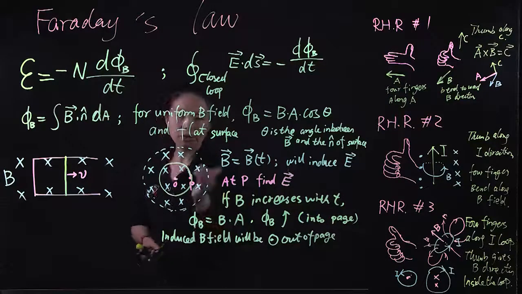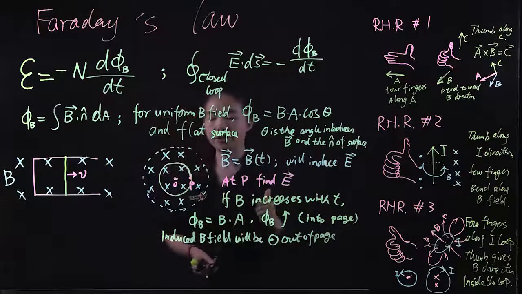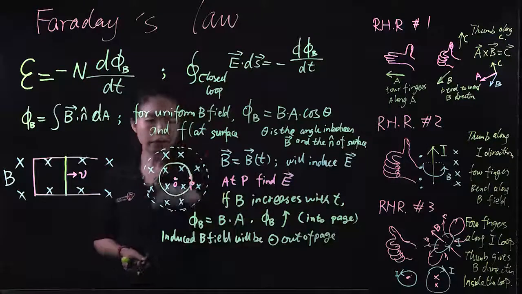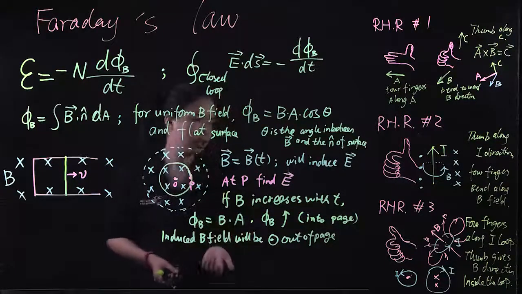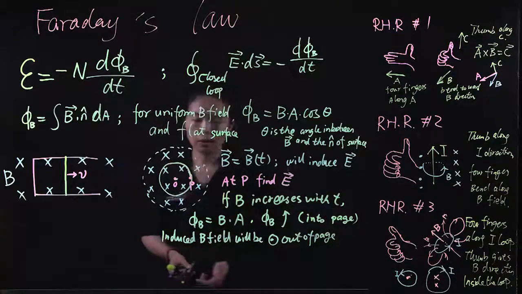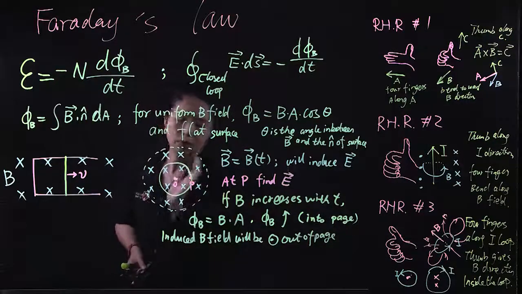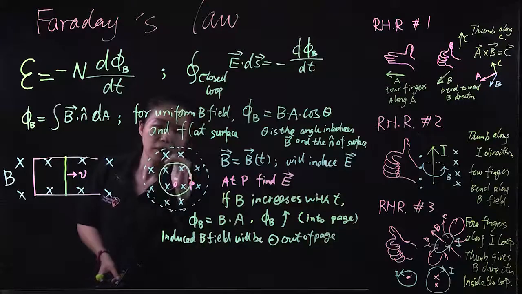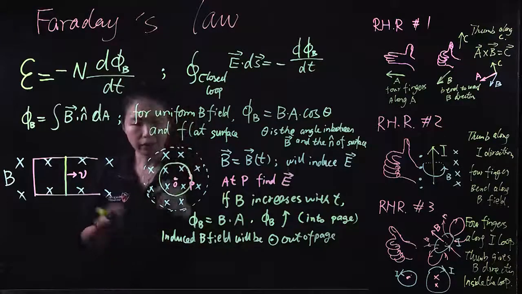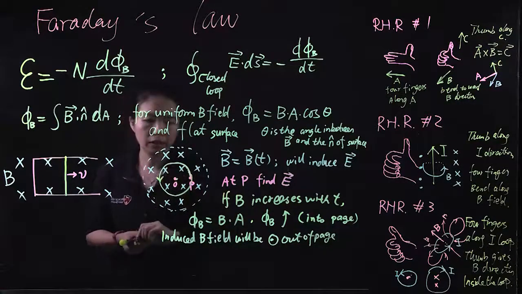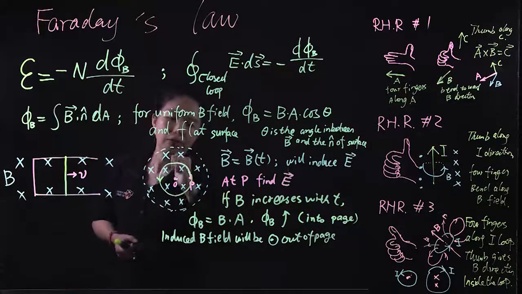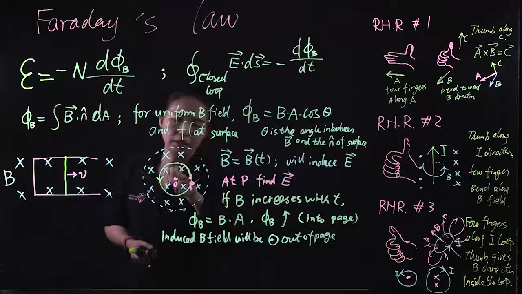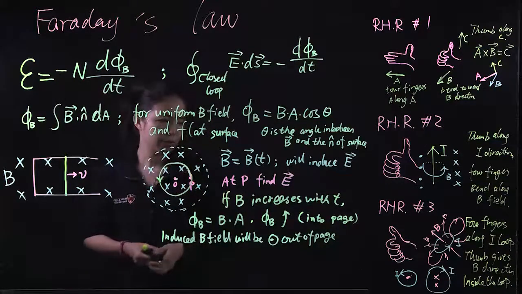So what can give you an induced B field out of page? Imagine current flowing in what direction is going to give you an induced B field out of page. Using our right-hand rule number 3, we see that if our induced E field, or you can imagine current, flows counterclockwise this way, we are going to get an induced B field canceling out the increasing initial B field.